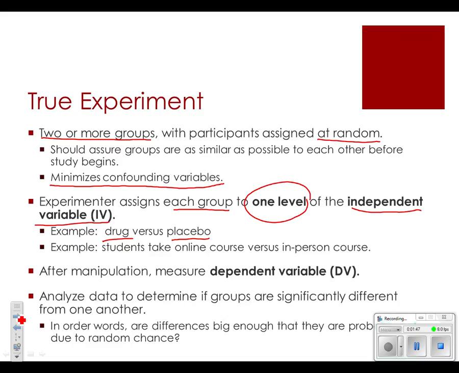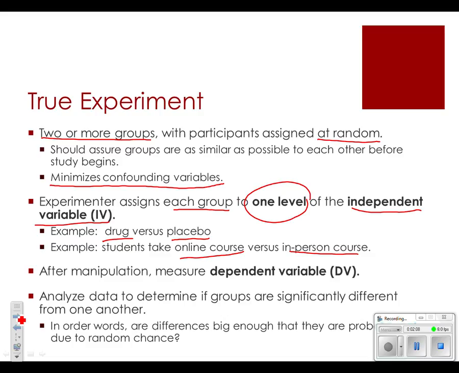If you are going to study course delivery systems, you could randomly assign one group of students to take an online course, the other group to take an in-person course. That would be your independent variable, and those would be your two levels. So, independent variable is that which is manipulated.